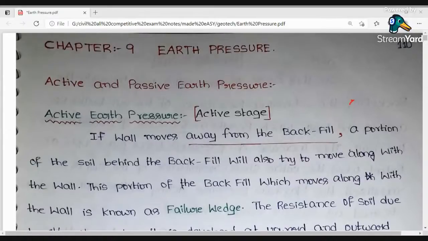আজি আপোনালোকৰ মাজত ডিসকাস কৰিব লৈছো আৰ্থ প্ৰেছাৰ theory. This chapter is from geotechnical engineering background, and this chapter has 3 to 4 marks weightage in APSC AJ exam. That's why today we'll try to finish our earth pressure theory subjects or earth pressure theory topics.